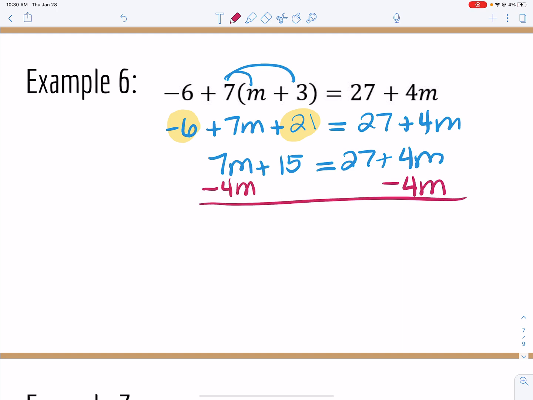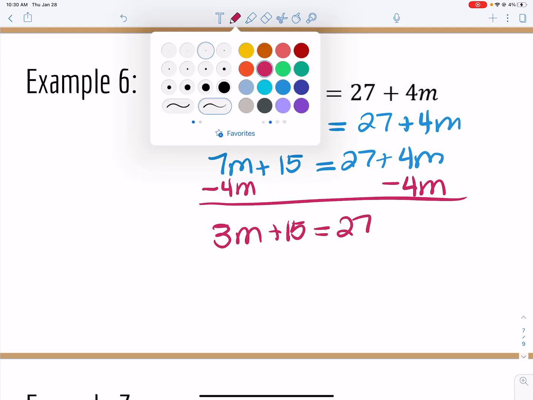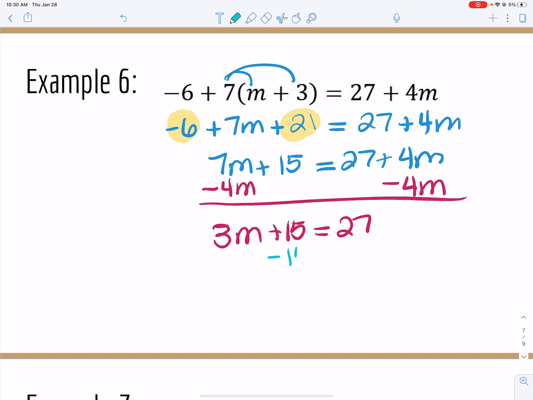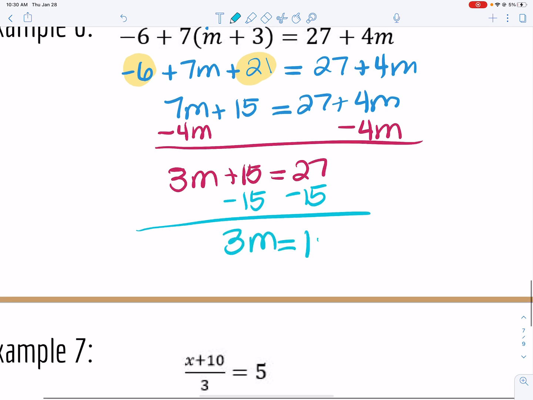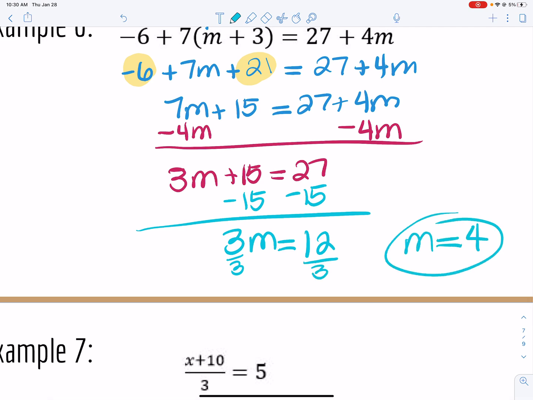So that gives me a positive 3m plus 15 equals 27. And then if I move my variables to the left, I'm going to move my numbers to the right. So I get 3m equals 12. And then I would divide by 3. So m would equal 4. So you should have gotten 4 for an answer.